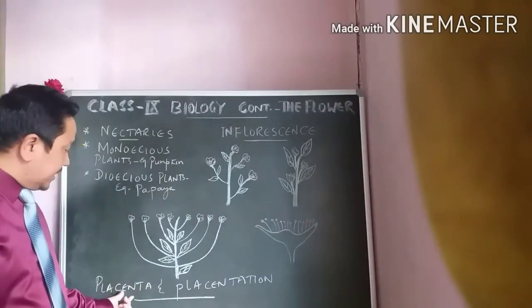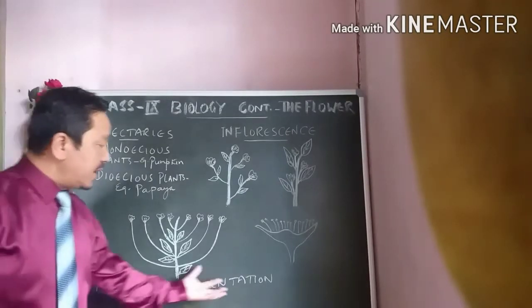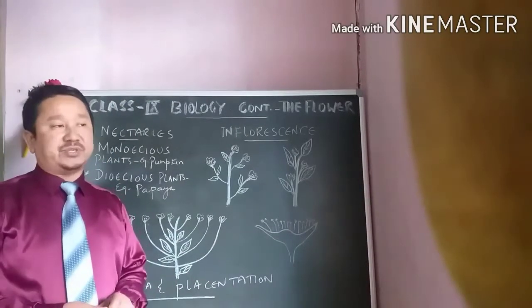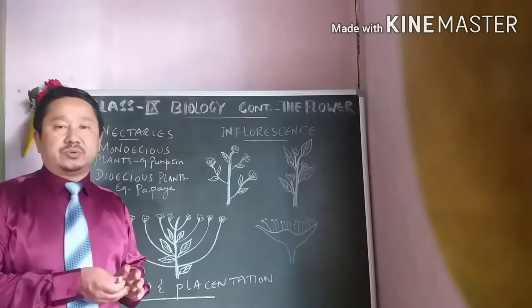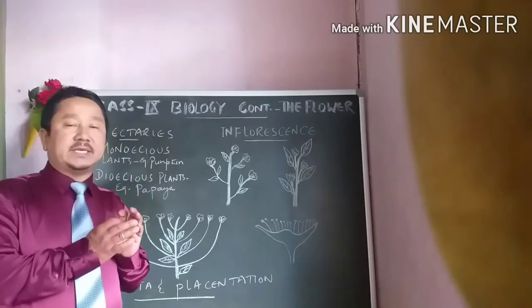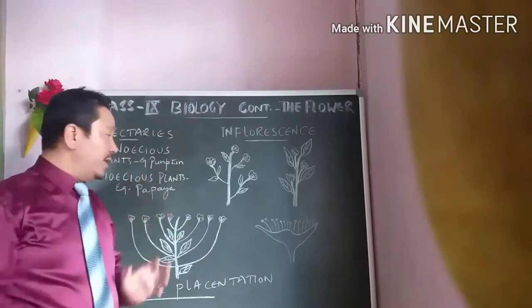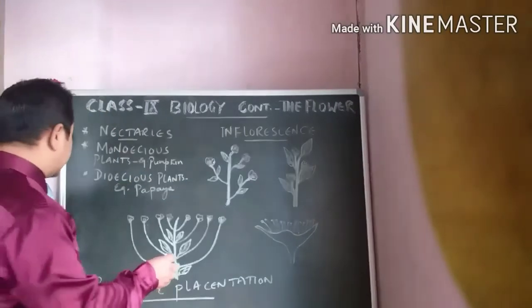Okay, next we have placenta and placentation. So what is placenta? First you need to understand. Placenta means a kind of tissue which attaches the ovules with the ovary. Let me draw it once again here.